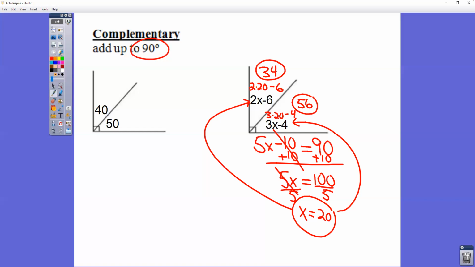You can always double check to make sure that your answers make sense by adding back together the 2 angles. 34 plus 56 does equal 90. So those are complementary angles. Complementary angles add up to 90.